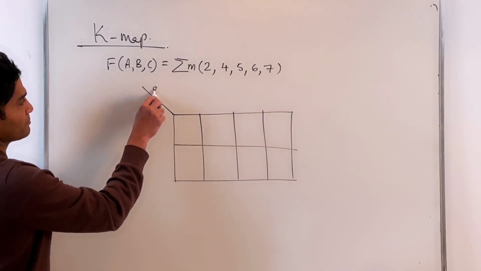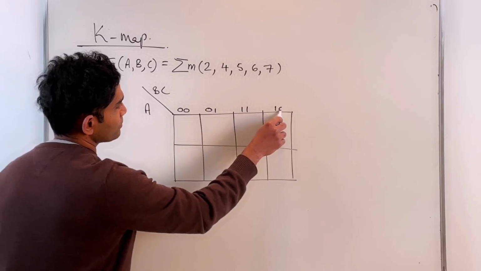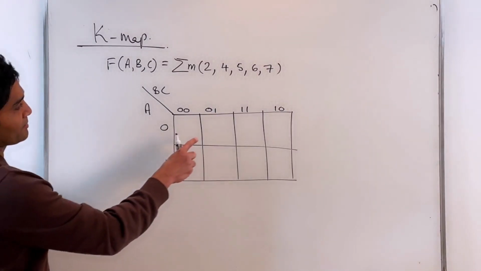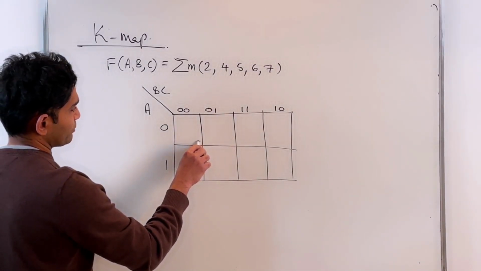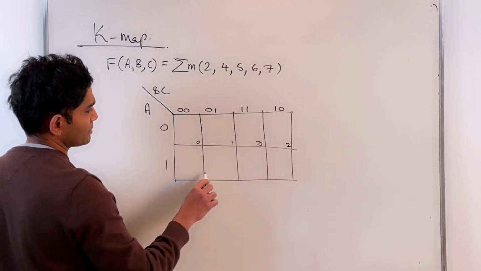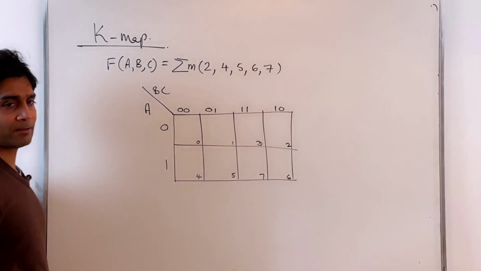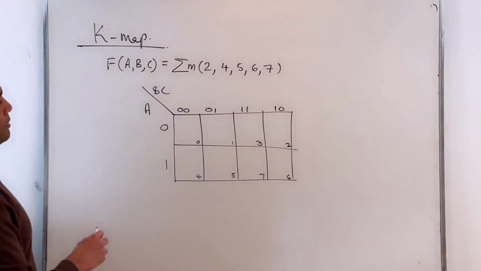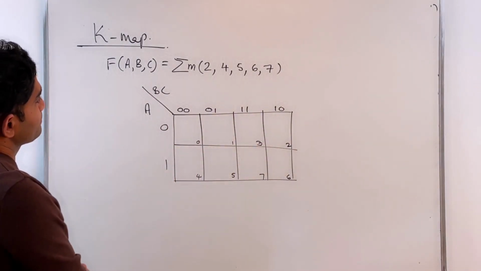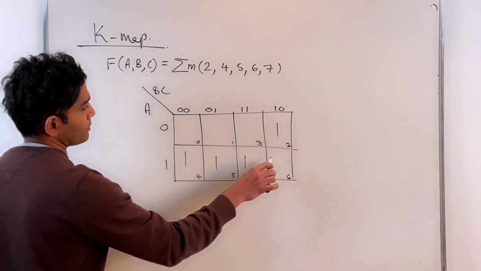It's my A, B, C: 0, 0, 0, 1, 1, 1, 1, 0, 0, and 1. Okay. That's 2. Okay, let me write down the numbers: 0, 1, 2, 3, 4, 5, 6, 7. So those are the minterm positions. I'll place the ones in the cells containing those minterms. In this case, that will be 1 here, 1, 1, 1, 1.